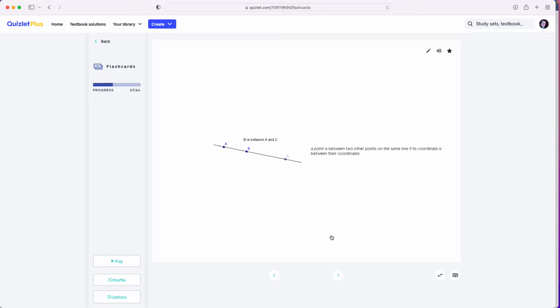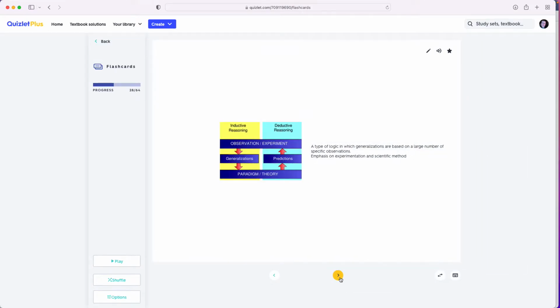A point is between two other points on the same line if its coordinate is between their coordinates. And all that means is that in order for a point to have betweenness or to be called between, it has to lie on the same line between those 2 points. If B were just a little below here or somewhere else not on the line, it would not be considered between. It would not have betweenness of points. So it has to be on the line between 2 points, the line that the points make.